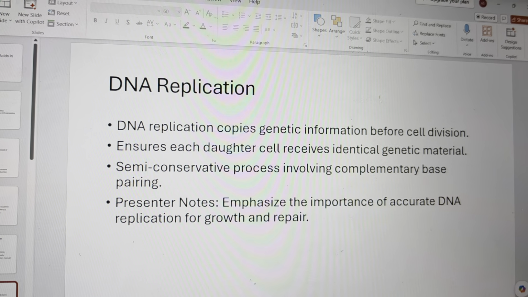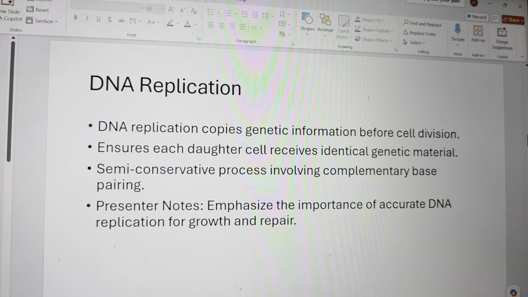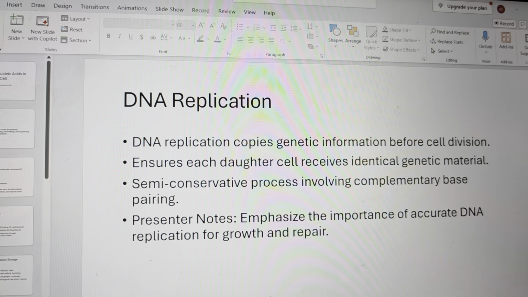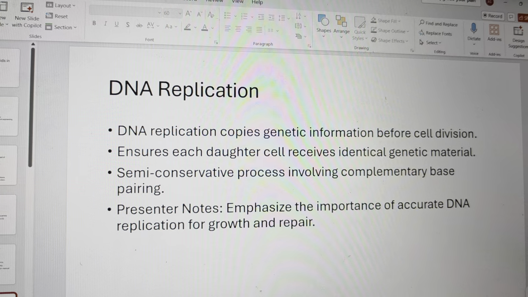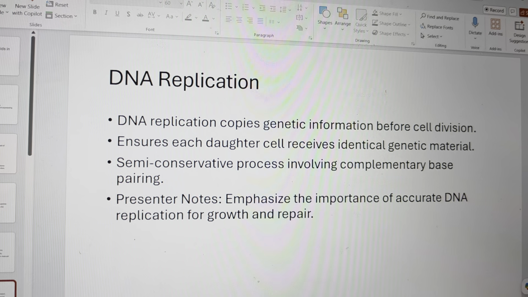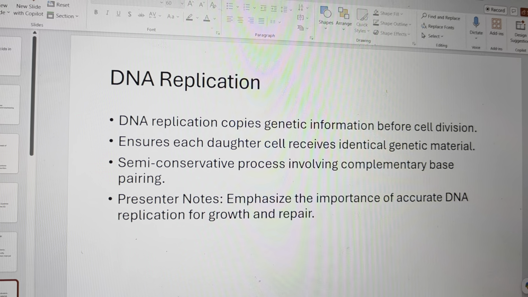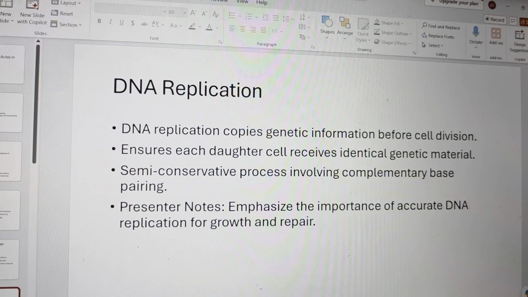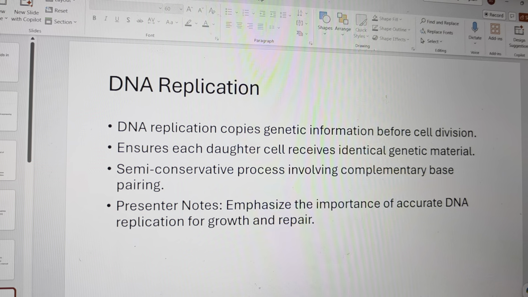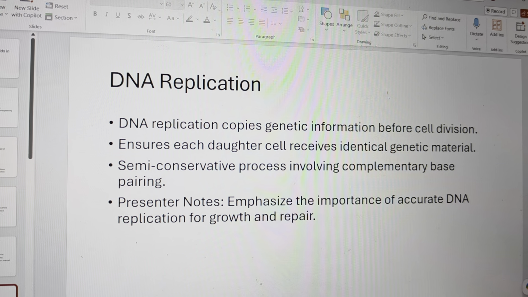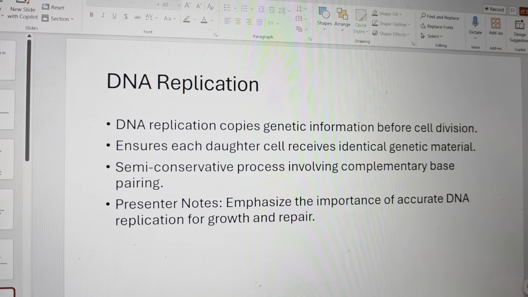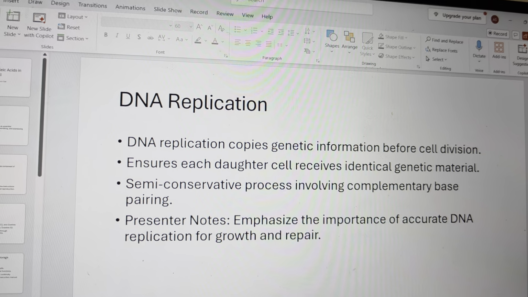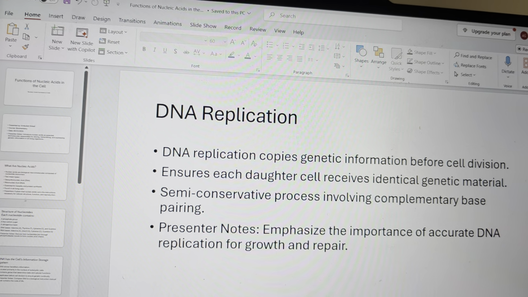Next slide, we're going to talk about DNA replication. Replication is the process in which a living thing produces some of its own kind, looking exactly the same. So DNA replication copies genetic information before cell division. It ensures each daughter cell through mitosis receives identical genetic material. It is a semi-conservative process involving complementary base pairing. The idea here is to emphasize the importance of accurate DNA replication for growth and repair.